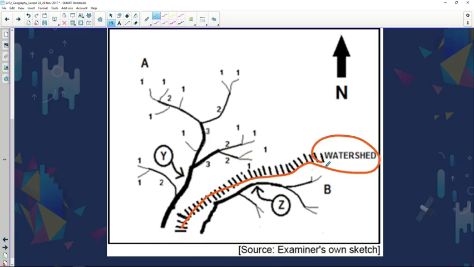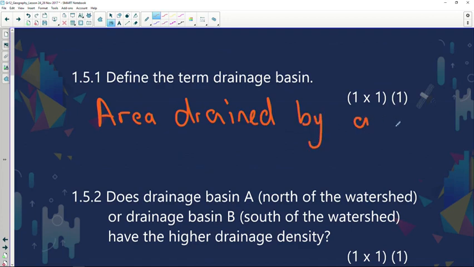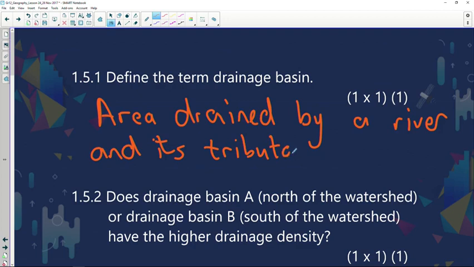Now let's quickly go and have a look at the questions that are being asked regarding this drainage basin. Define the term drainage basin. It's an area drained by a river and its tributaries. Now tributaries are the other rivers joining the main river.